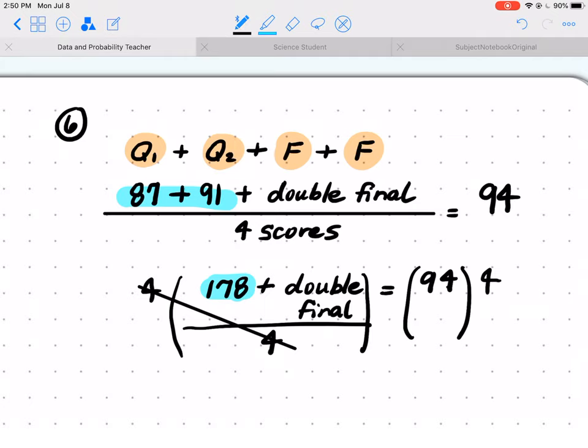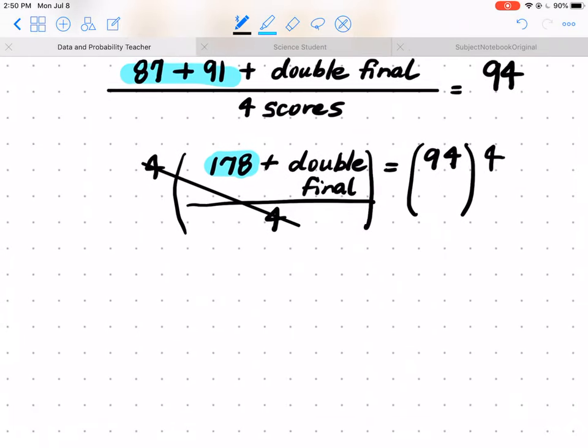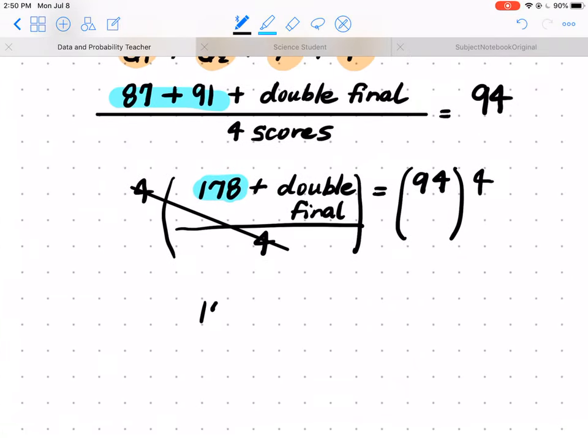So this goes away, cancels away. So you have 178 plus the double final. And that equals 94 times 4. That's 376. So then let's move.